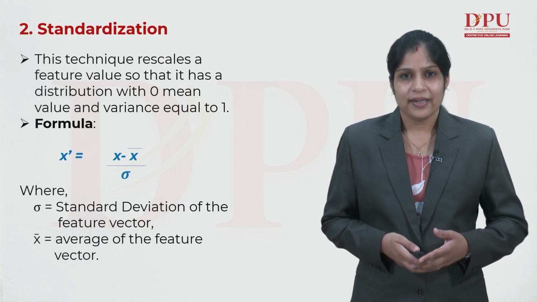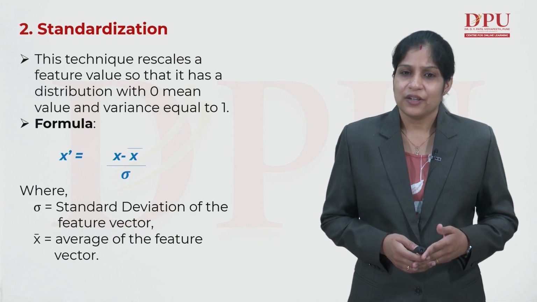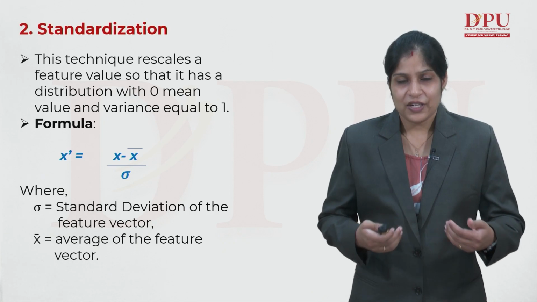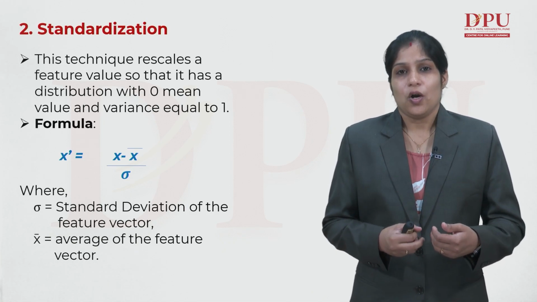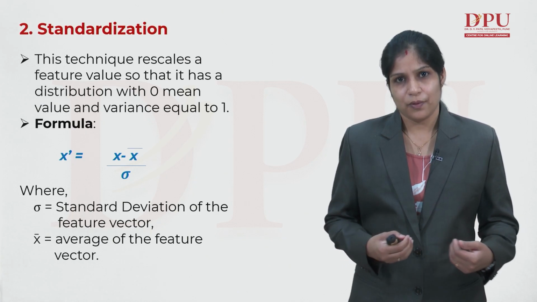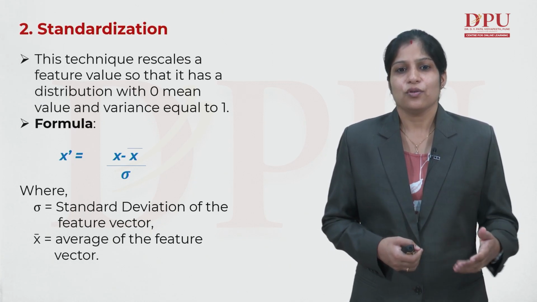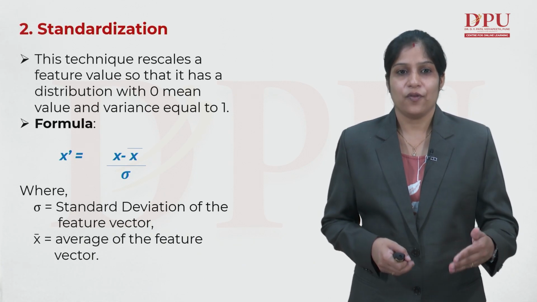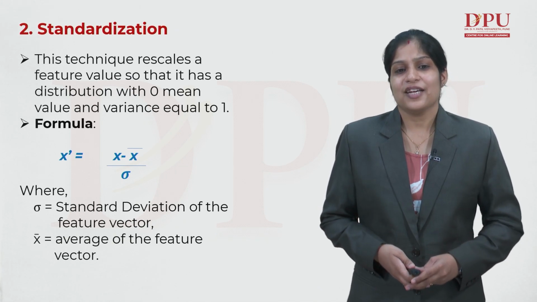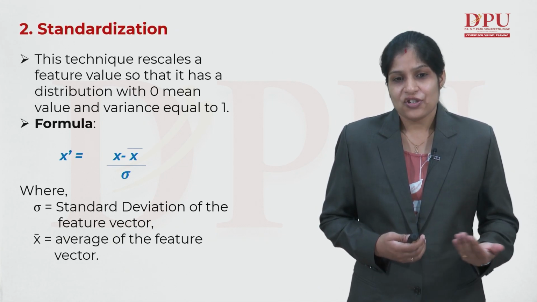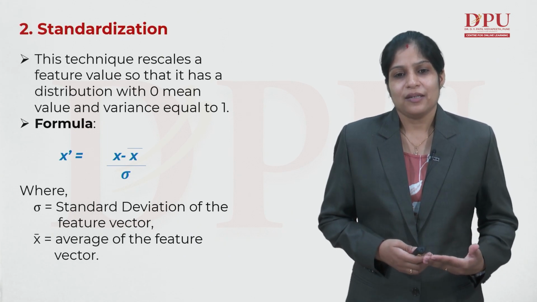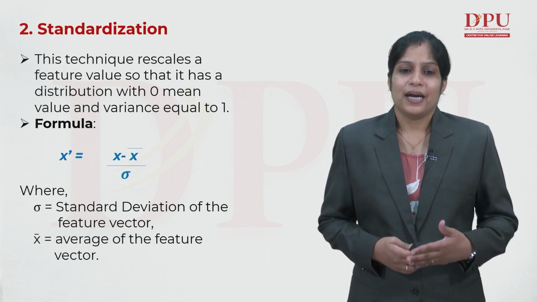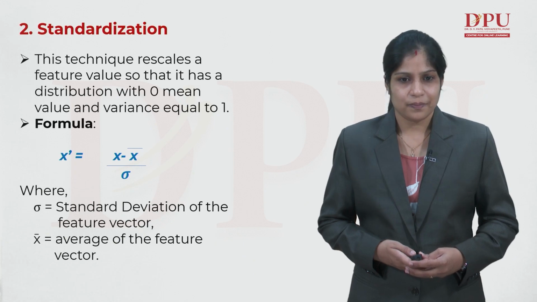The next is standardization. Here again we are rescaling the feature, but we rescale it based on the standard normal distribution. So we go with zero mean and variance equal to 1, and the formula for standardization is x' = (x - x̄) / σ, where x̄ is the average of the feature values and σ is the standard deviation of the feature.